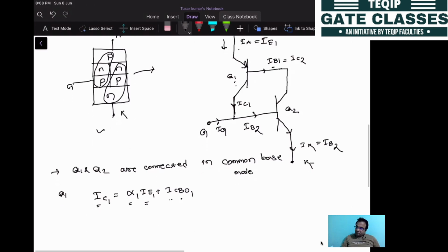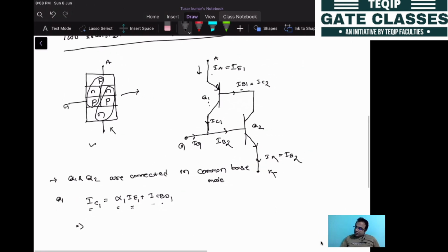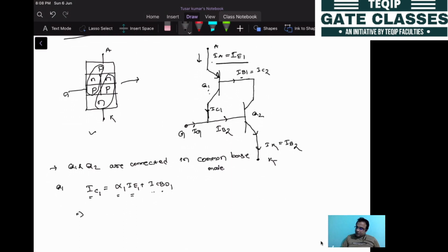Then, next thing, what can you write here? What is the IE1? If you look at the diagram, IA is nothing but the emitter current. So you can put it here. So IC1 will be equal to alpha 1 into, in place of IE1 you can put IA, plus ICBO1. Okay, so let it be equation number 1.